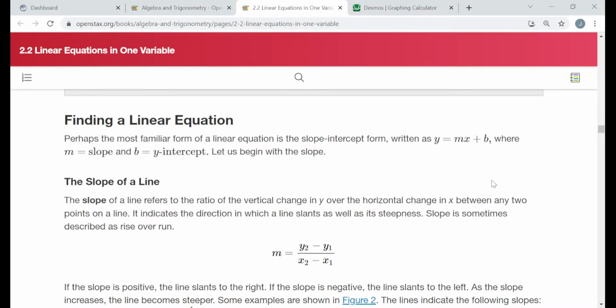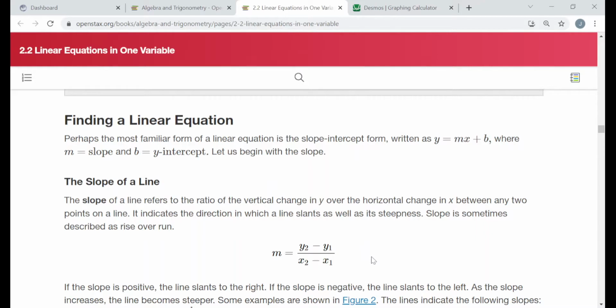And every example I'm going to be doing in this video is taken directly from a free online textbook at openstax.org, and I'm in their Algebra and Trigonometry text, section 2.2, Linear Equations in 1 and 2 variables. We'll see linear equations in 2 variables in this video here. And I'm working under the objective heading Finding a Linear Equation.